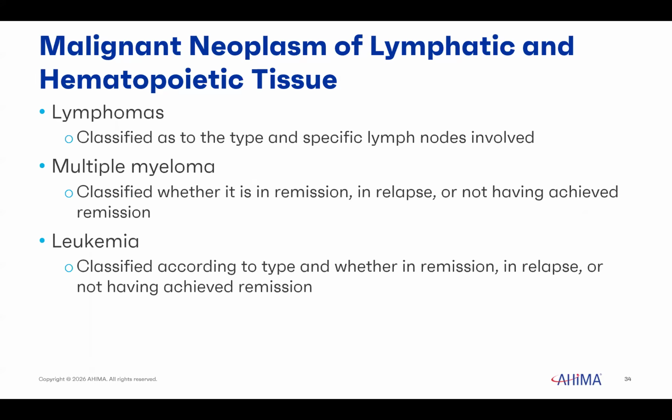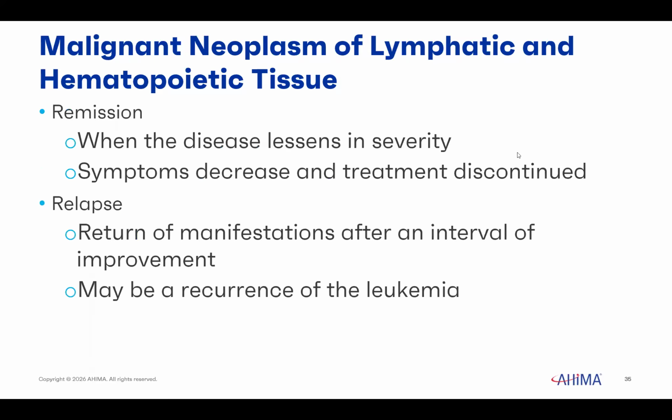Lymphomas are classified as to the type and specific nodes that are involved. And then with multiple myeloma and leukemia, these are classified as to whether they're in remission, in relapse, or having not achieved remission. Remission is when the disease lessens in severity. The symptoms decrease, treatments are discontinued, and it kind of goes into hibernation, if you will. Relapse is when all these symptoms and manifestations of the disease come back after a period of remission.